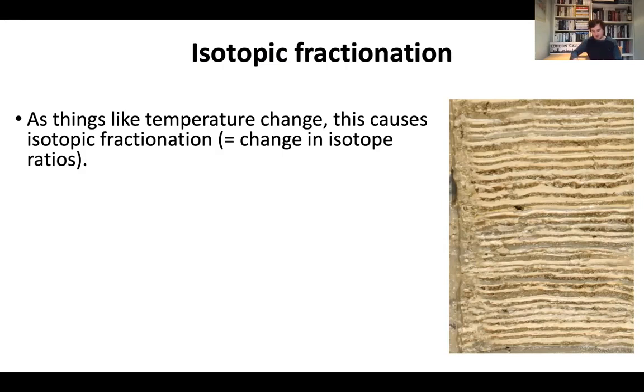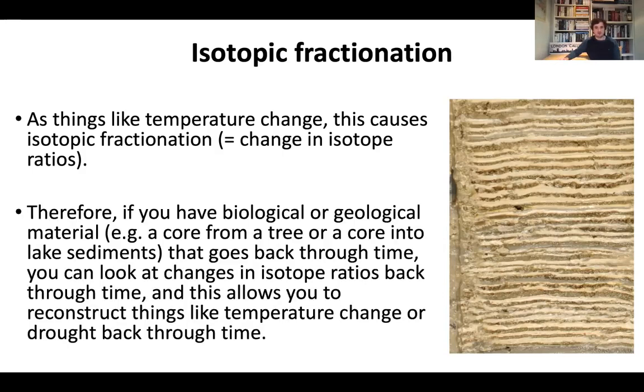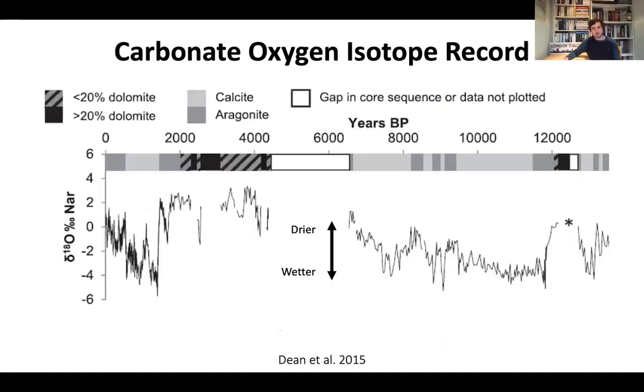So if you have your lake sediment core or a tree or whatever that's going back through time, and you look at the oxygen isotope ratio and how that changes back through time, that could allow you to reconstruct something like amount of evaporation, amount of precipitation, or temperature. So biological or geological material, something that's accumulating material over time: you look at the oxygen isotope ratios back through time, and that could allow you to reconstruct some aspect of environmental change.